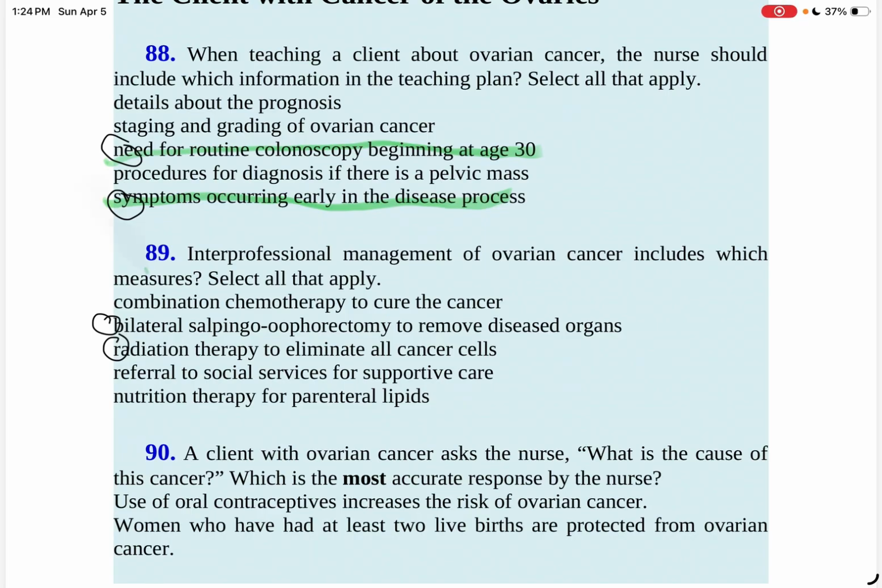Interprofessional management of ovarian cancer includes which measures? Bilateral salpingo-oophorectomy to remove the disease, radiation therapy to eliminate all cancer cells, or chemotherapy to cure cancer. The last is wrong because we're not curing cancer with chemotherapy in ovarian cancer, but chemo is used.